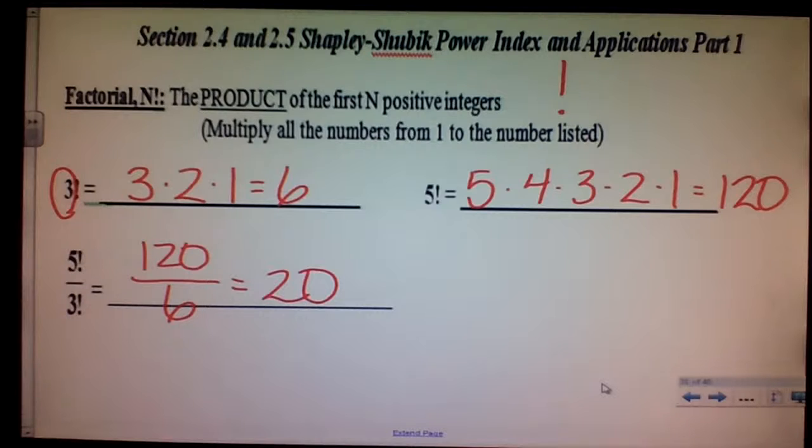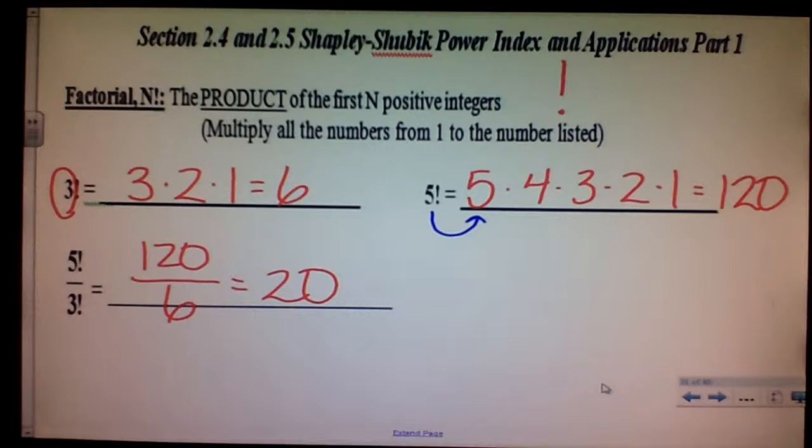Whatever they're telling you to factorialize, that's where you start. So this has nothing to do with what we just finished. No. Good, then we're on straight.